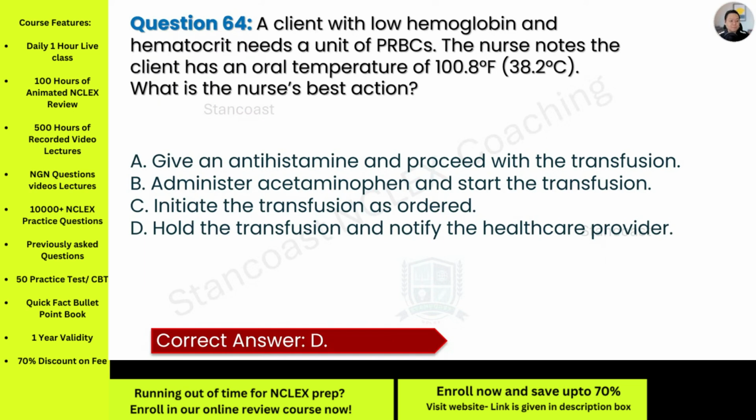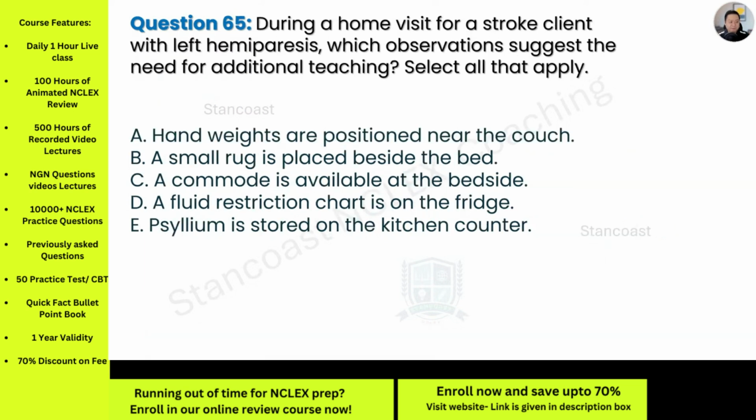Now, let's have number 65. During a home visit for a stroke client with left hemiparesis, which observations suggest the need for additional teaching? Select all that apply. A, hand weights are positioned near the couch. B, a small rug is placed beside the bed. C, a commode is available at the bedside. D, a fluid restriction chart is on the fridge. E, psyllium is stored on the kitchen counter.